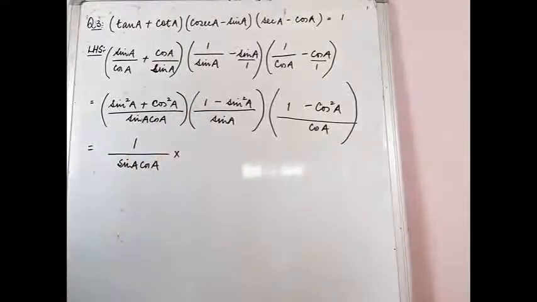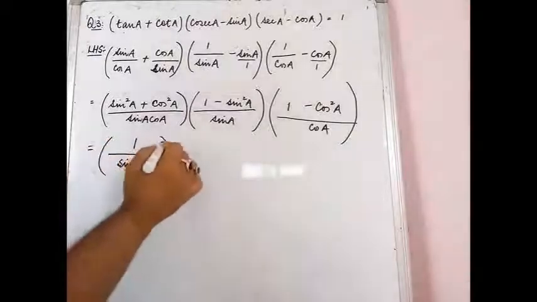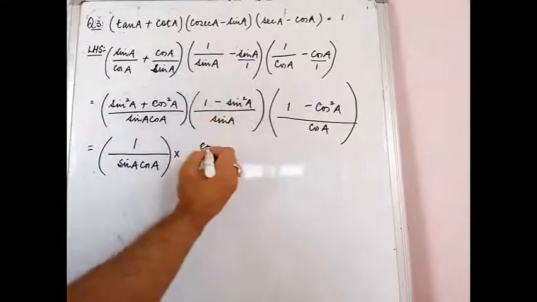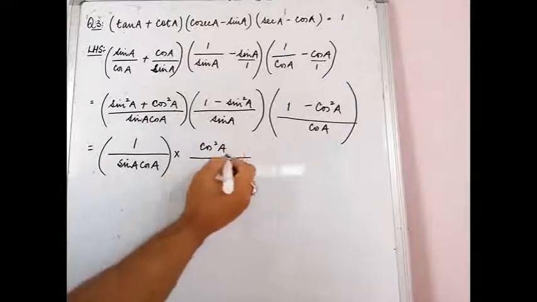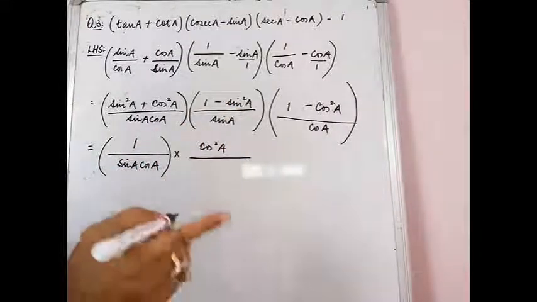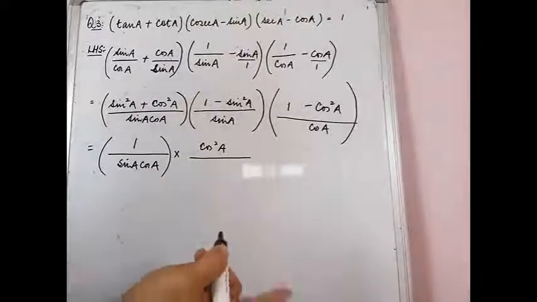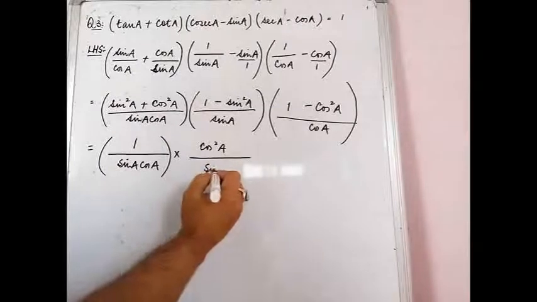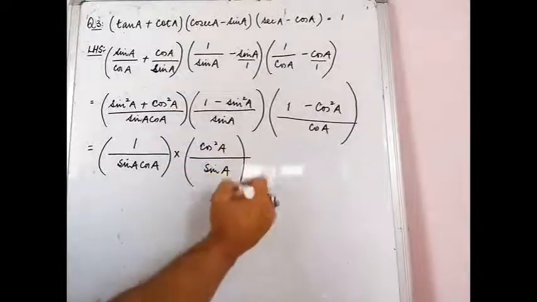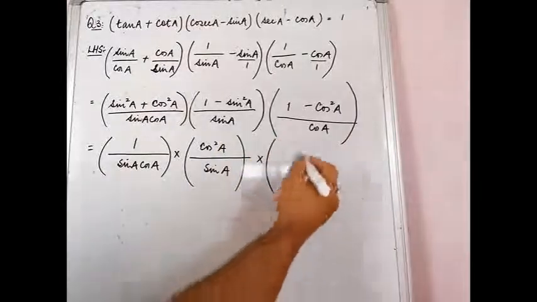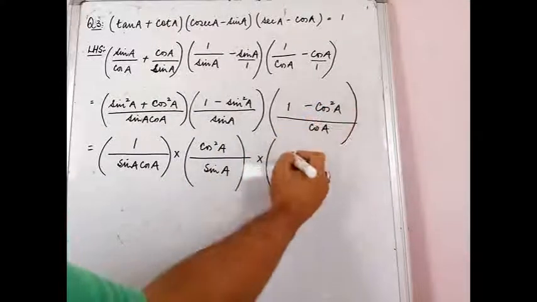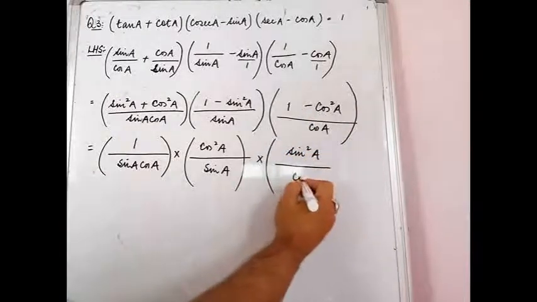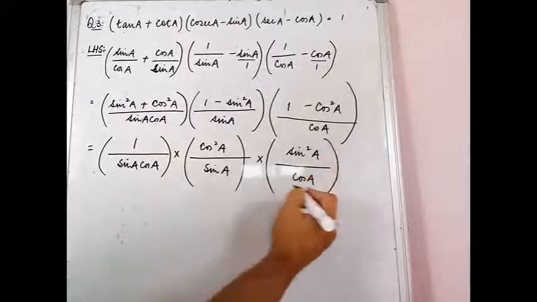So that is the first bracket, multiplied by, now you see 1 minus sine square A can be written as cos square A. Again I have used the identity. Which identity? Sine square theta plus cos square theta equal to 1. Therefore cos square theta will be 1 minus sine square theta. Upon sine A, this is the second bracket, multiplied by, what is the third bracket? 1 minus cos square A can be written as sine square A. And obviously there is cos A here.